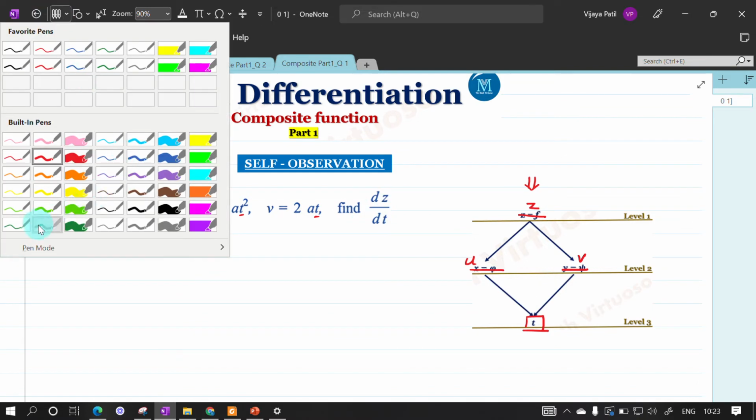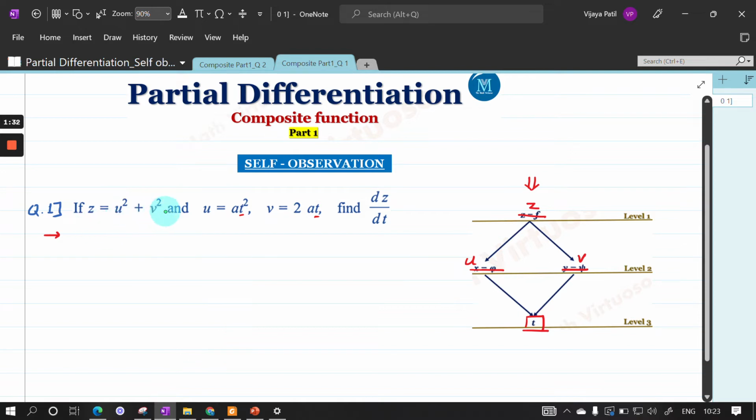So z equals u square plus v square, and we are asked dz upon dt. If we write down the chain rule for composite functions, dz upon dt equals... whenever we have to reach level 1 from a level 3 variable, we have to travel through level 2. That means the chain rule will go via u and v. Since two arrows are coming out of z, with respect to u and with respect to v, these should be partial derivatives. So dou z upon dou u into du upon dt, plus dou z upon dou v into dv upon dt, because from u only one arrow comes out, and from v also only one arrow.